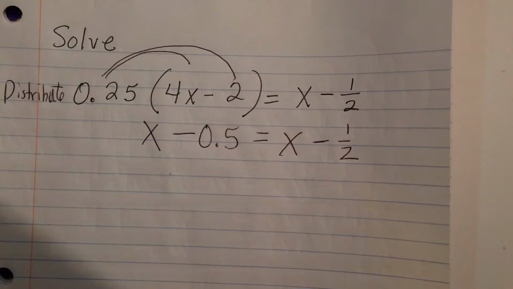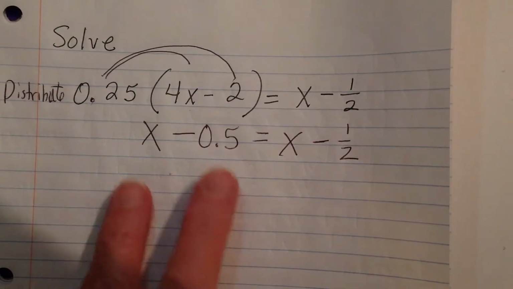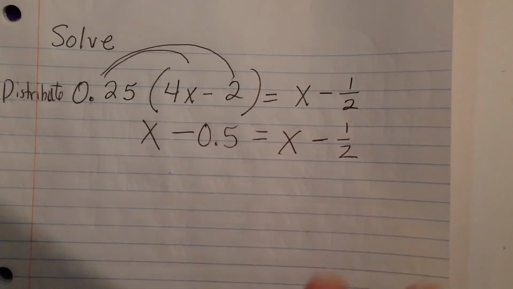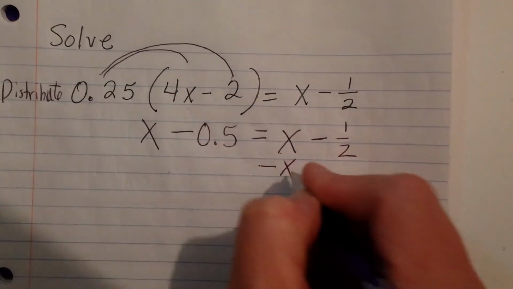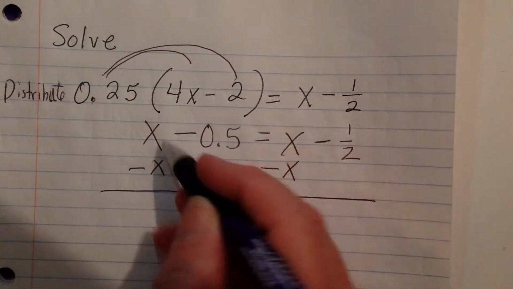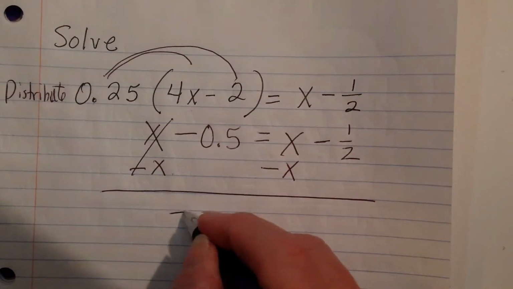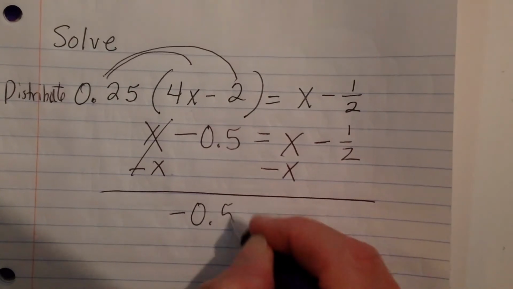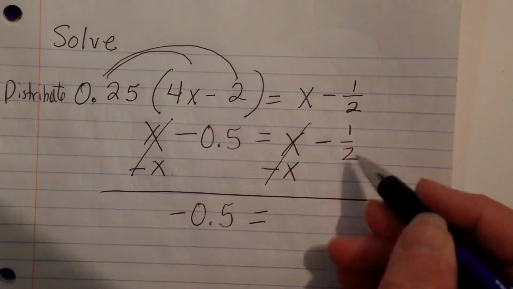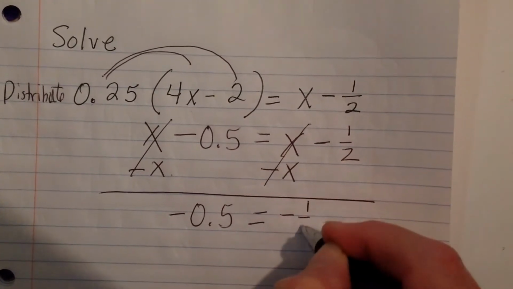I cannot do any combining of like terms. Each term on each side of the equal sign are unlike terms, therefore I cannot combine. I see that I do have variables on both sides, so let's subtract x from both sides. If you subtract x from both sides, the x cancel on the left, leaving negative 0.5 equals 2, and the x's cancel on the right, leaving negative 1/2.